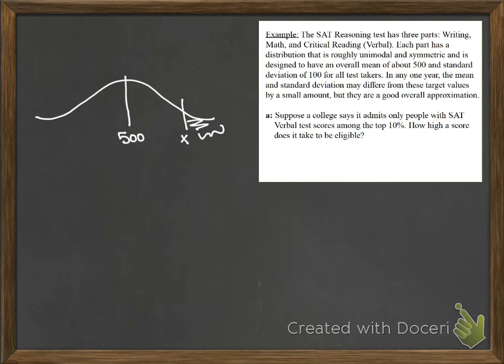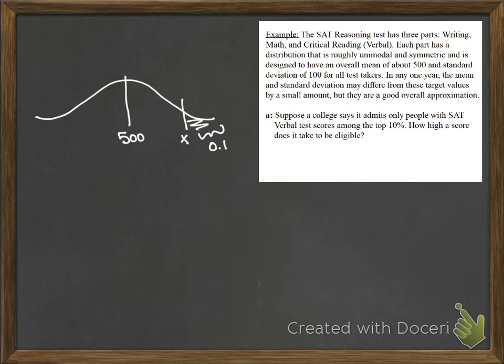So here's our first example. We're talking about SAT scores. It says the mean is 500 and the standard deviation is 100. A college will only admit the top 10%. So we want to figure out what score is that boundary cutoff. So top 10, that is the top right tail.